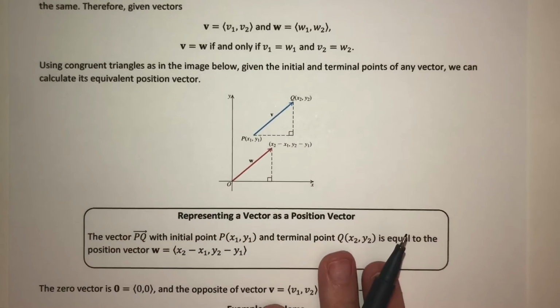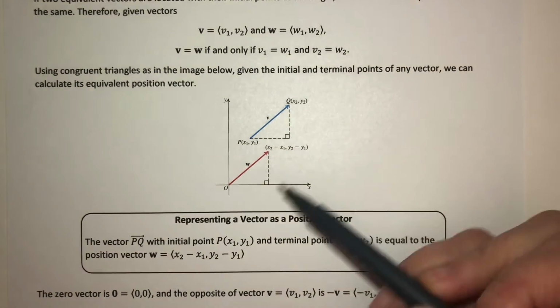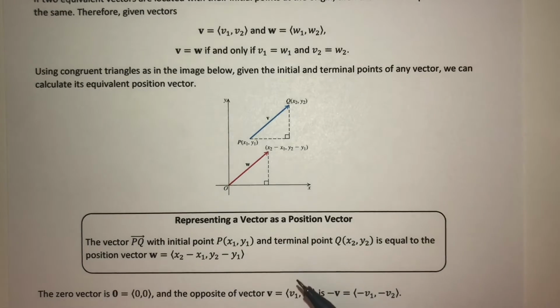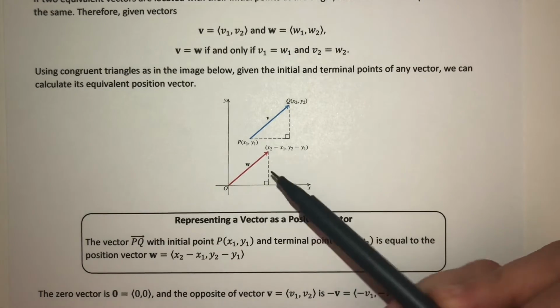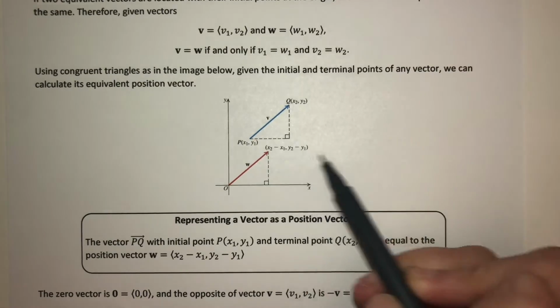What do we do if we have a vector that is not located with its initial point at the origin? Well, it's really easy to figure out how to do that. You just look at congruent triangles. Basically, all you really need to know is the length of this, and you can calculate this.